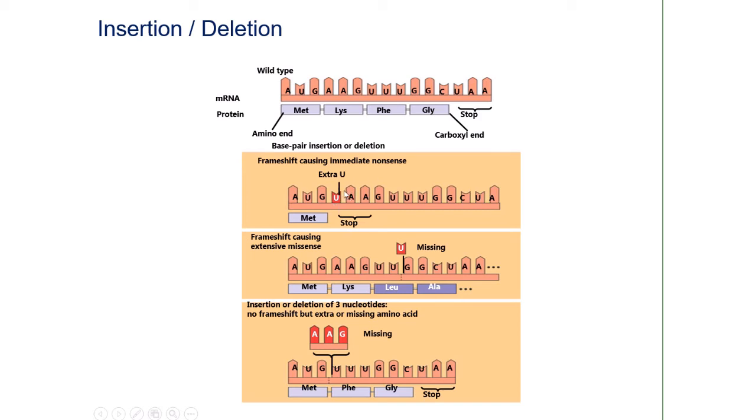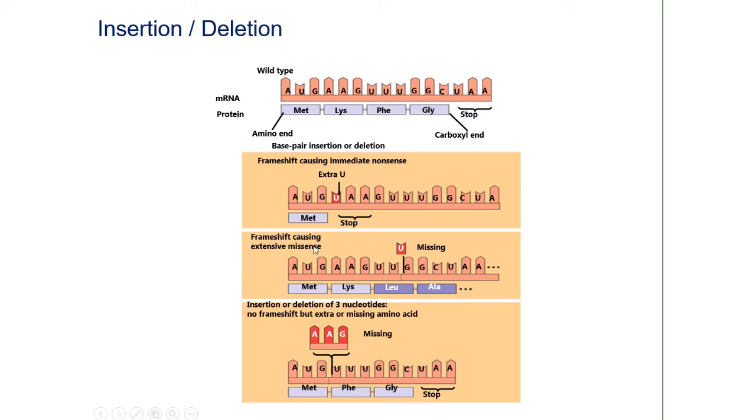Okay, so you can create nonsense mutations in different ways. You can create it by base substitution, where you actually change the nucleotide, or you can be inserting nucleotides as well. And in fact, you can even be deleting a nucleotide to create a nonsense mutation, and we can think about how that is possible.